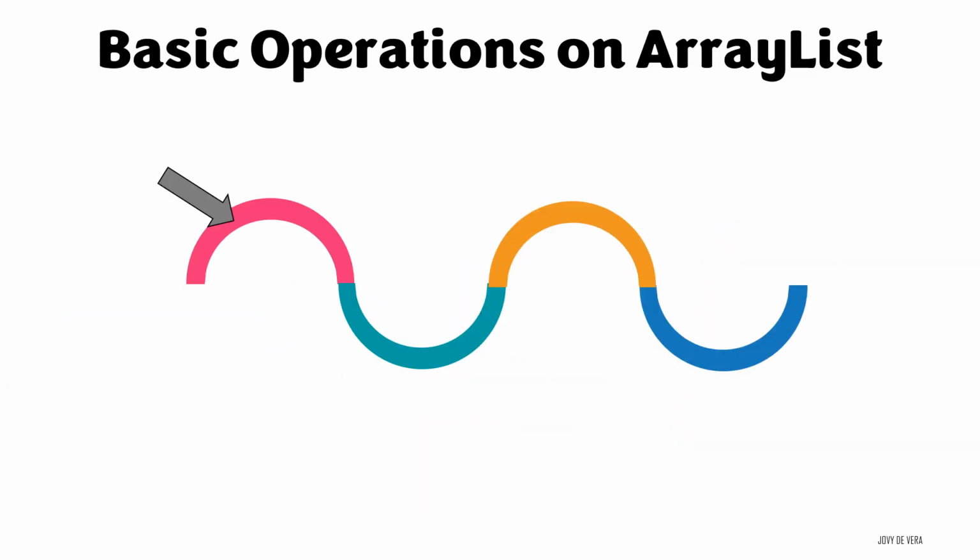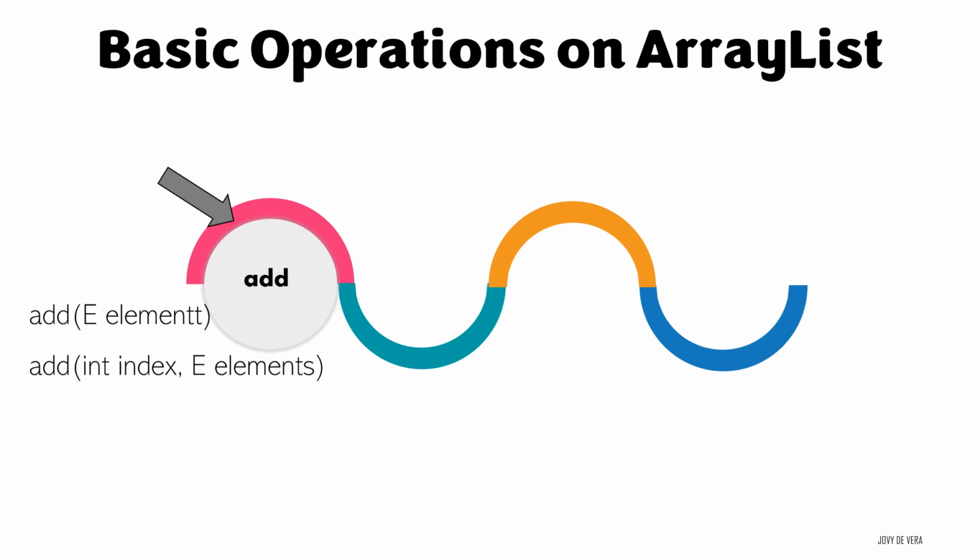The ArrayList class provides various methods to perform different operations in an ArrayList. We will look at some commonly used ArrayList operations in this presentation. The first one is the add method. In order to add an element to an ArrayList, you can use the add method. This method is overloaded to perform multiple operations based on different parameters.